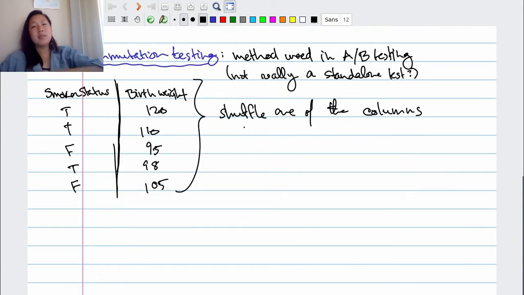So you shuffle the columns and then calculate the test statistic of your table.